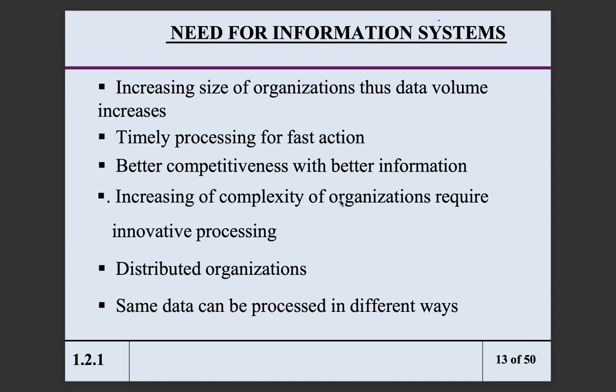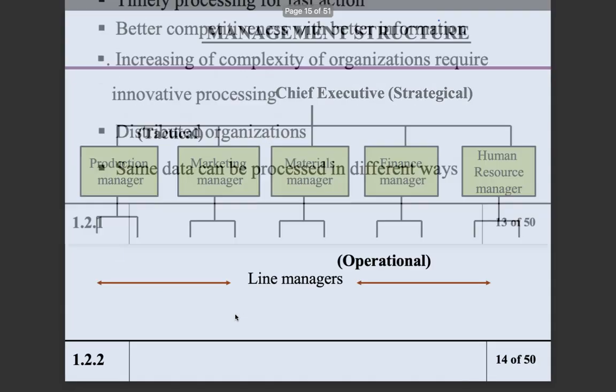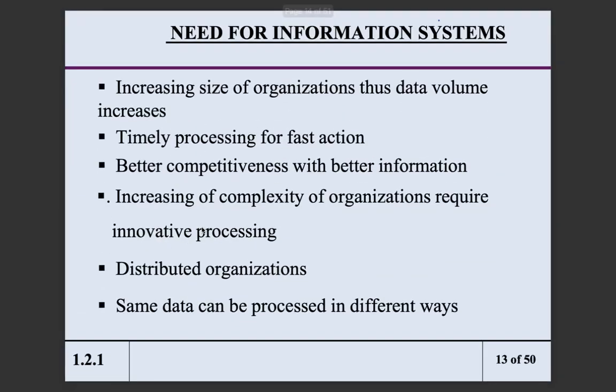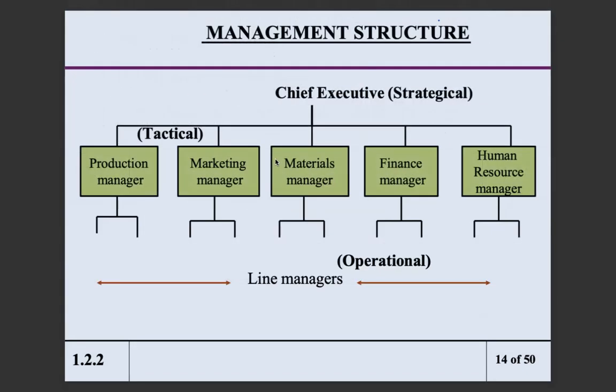Increasing complexity of organizations requires innovative processing, and then we have distributed organizations. Finally, another need for these information systems is that the same data can be processed in different ways. Those are a few examples of the reasons why we need these information systems.